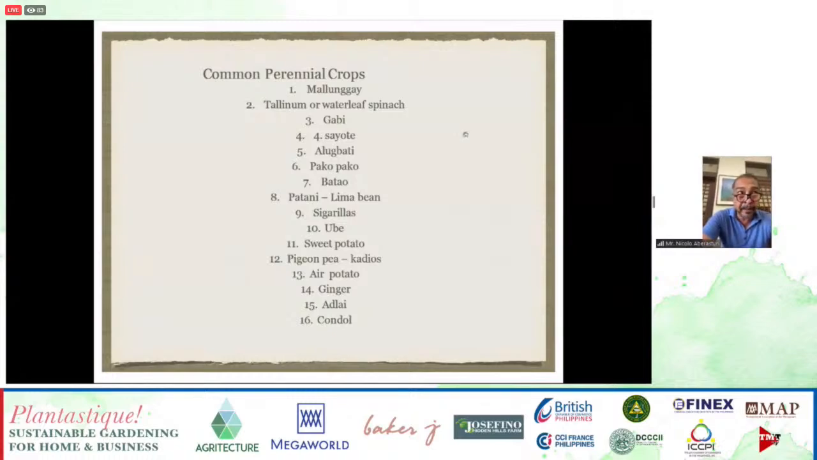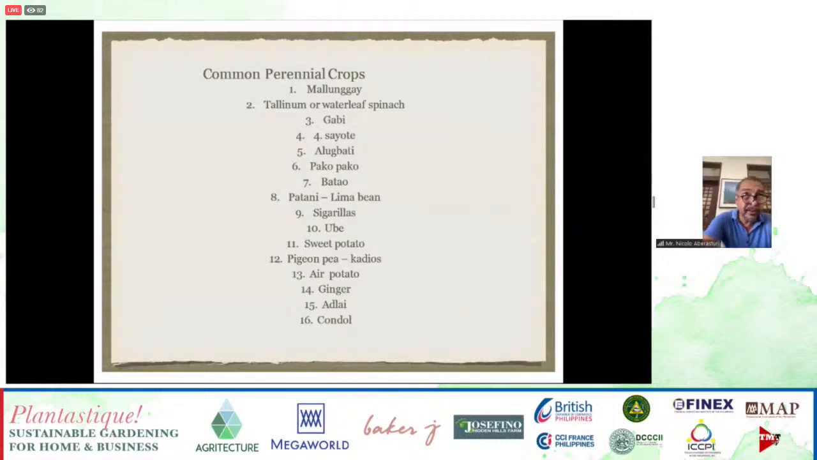If you're coming from a cold country, this is actually a crop that is a high producer, no? If they only have this, but we have this here, but we just take it for granted, no? So what are the other crops? We have water leaf spinach, talilon. We have gabi, we have sayote, we have alugbati, pako-pako, we have bataw, we have patani. So the song Bahay Kubo actually has a lot of these vegetables.